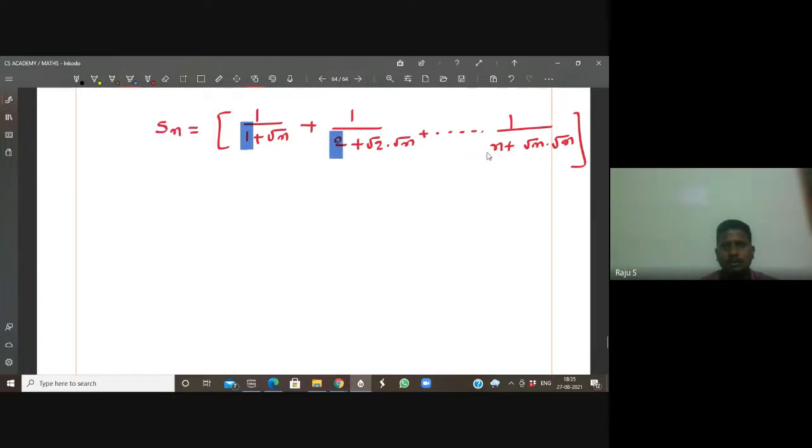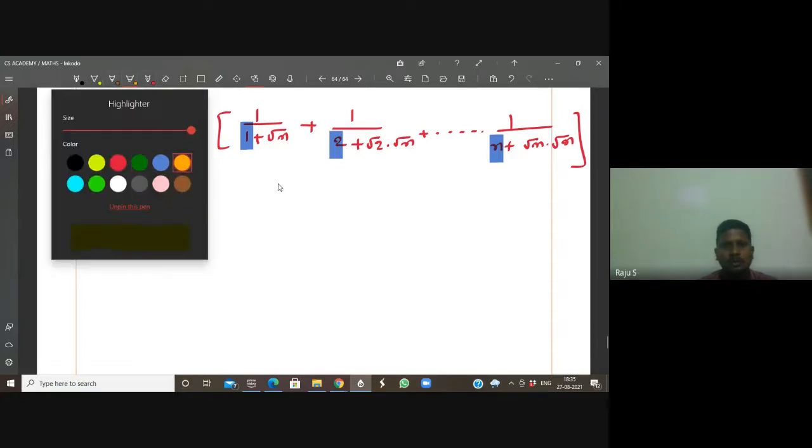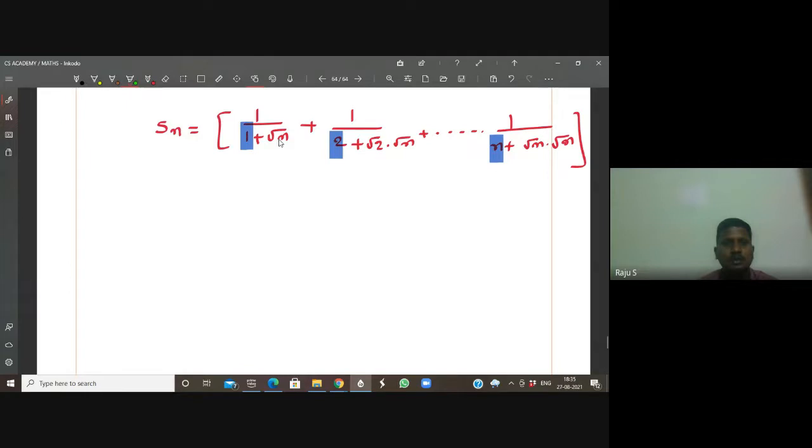1, this value. Okay. Then any other value is changing here? Yes, other value also changing. What is the other value that is changing? This one can be written as root 1, root 2, root 3, root 4, root n. So Sn can be written as summation r is equal to 1 to n, 1 by root r plus root r into root n. Shall I write like this? Root r into root n.